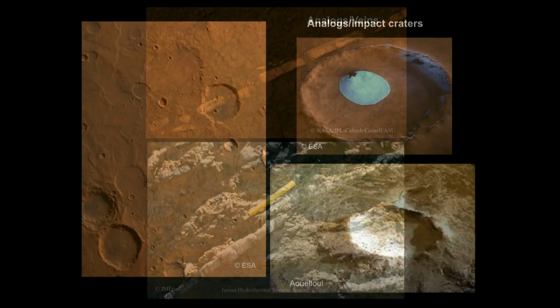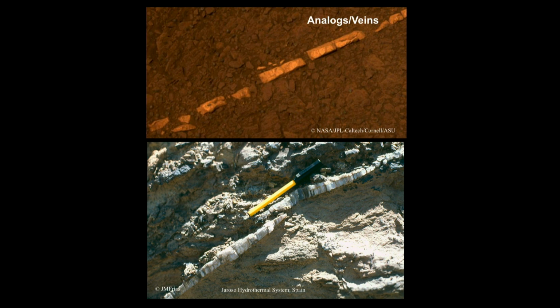For example, veins. This means that there was here a crack which was infilled with a fluid, and the fluid precipitated, forming these minerals. In this case, this is calcium sulfate on Mars, and this is also calcium sulfate in the Jaroso area in the southeast part of Spain. So as you can see, it's also quite similar.